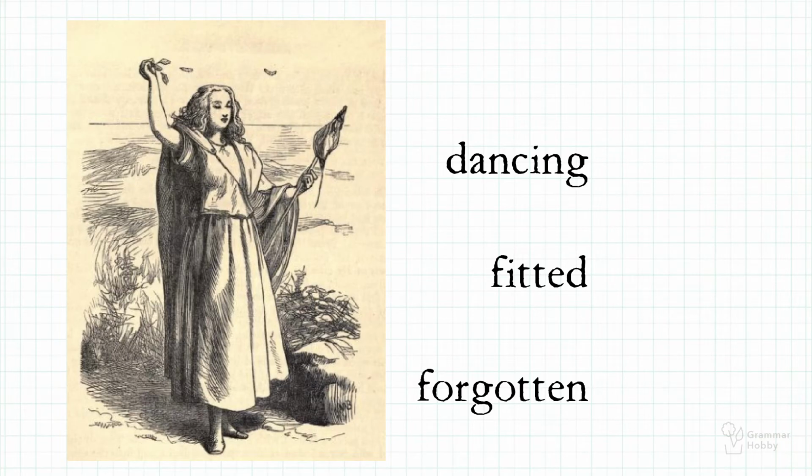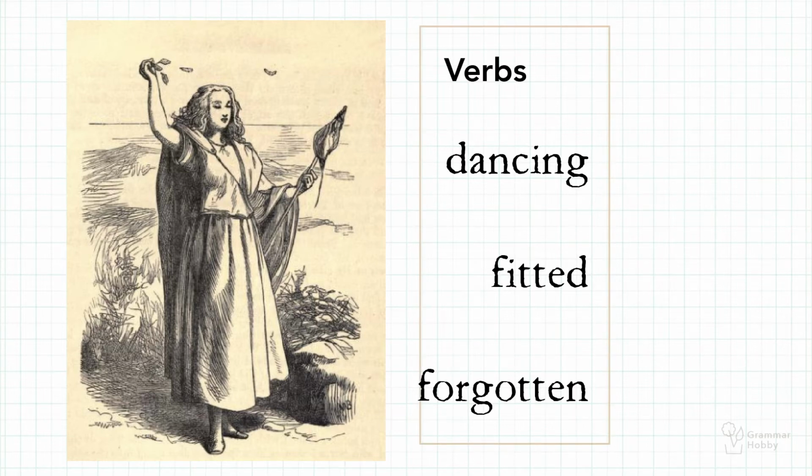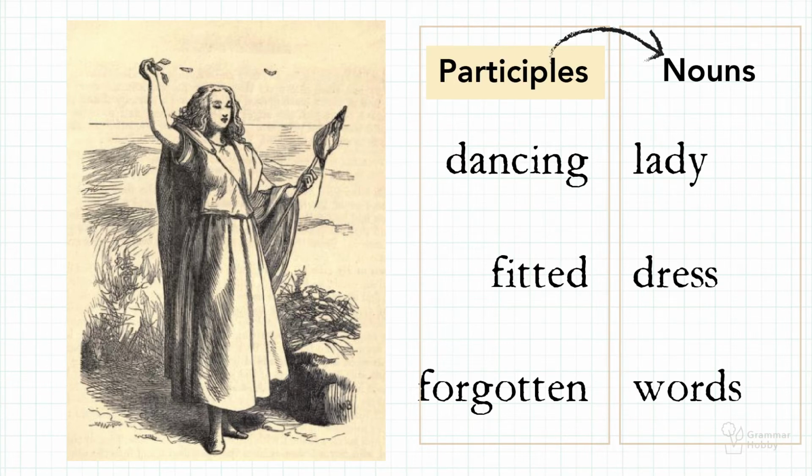Observe the following words: dancing, fitted, forgotten. Without using them in a sentence, we could say that they are verbs. The only thing that could make them a participle is when they are paired with nouns, because participles are adjectives, and adjectives always point to a noun.